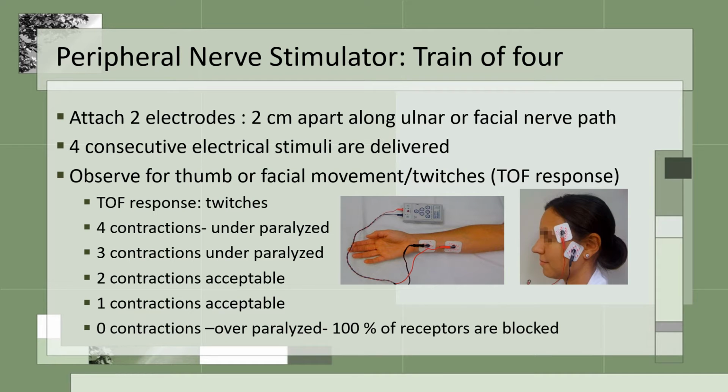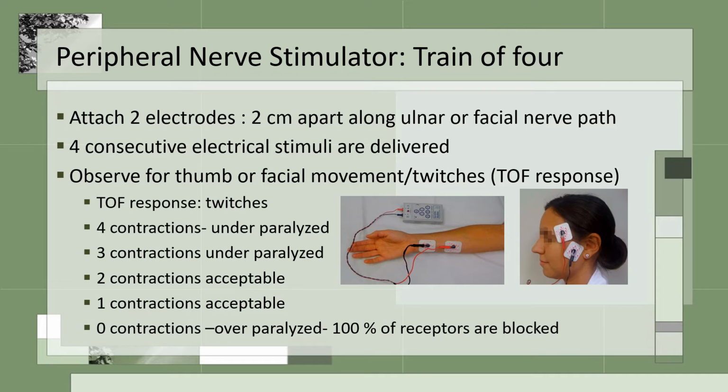Peripheral nerve stimulators using the train of 4. So peripheral nerve stimulators are used when a patient is on a paralytic agent to ensure that they're adequately paralyzed. So the first thing the nurse will do is attach 2 electrodes 2 centimeters apart along the ulnar or facial nerve path, and I've shown 2 pictures of this. They're going to deliver 4 consecutive electrical stimuli, and then they're going to watch for thumb or facial movement or twitches, and this is the train of 4 response, which is a twitch.